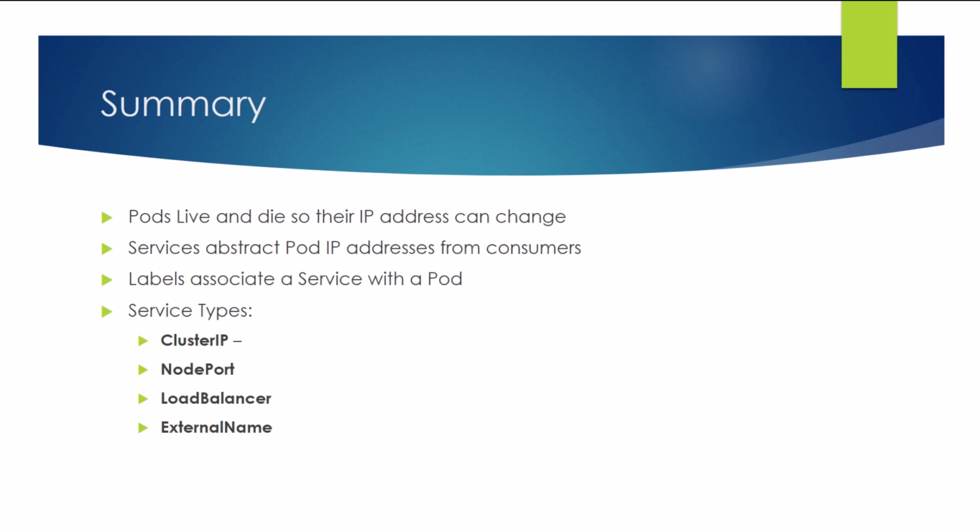Now we associate a service with one or more pods through labels. Labels, again, could be used to organize resources so that you can query them, group them, things like that. But in this case, labels are really important, just like they were in deployments, to tie these two things together, the service and one or more pods. We also talked about the four main types of services, and we also showed some demos.